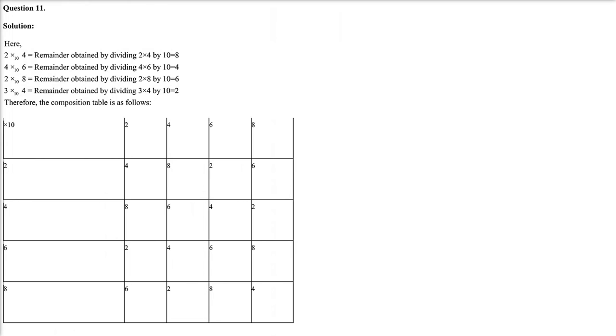Question number 11. Write the composition table for the binary operation multiplication modulo 10, so ×10, on the set S. The set is also given: 2, 4, 6, 8. We have already done this kind of question on the binary operation table. Just write ×10 here. Now write all the values 2, 4, 6, 8 on the row, and 2, 4, 6, 8 in the column.